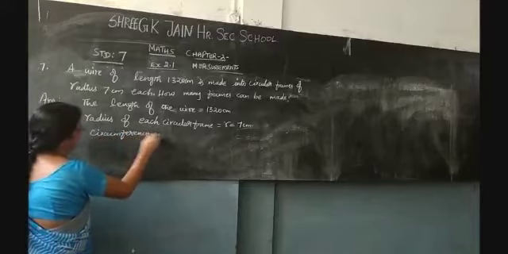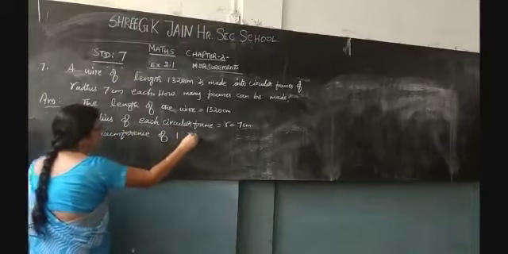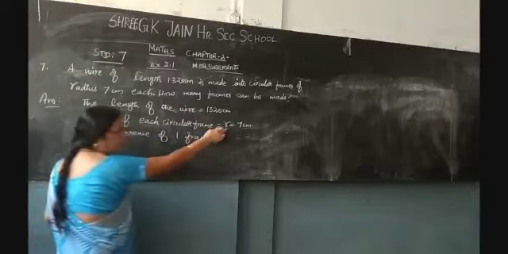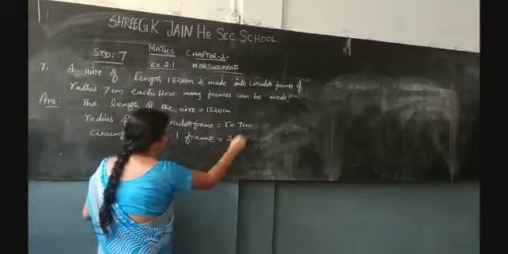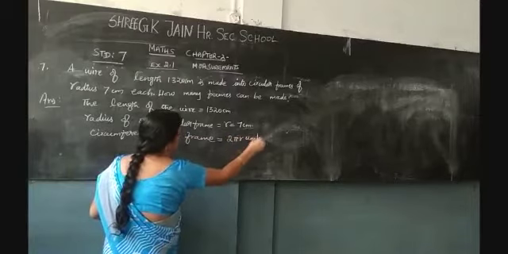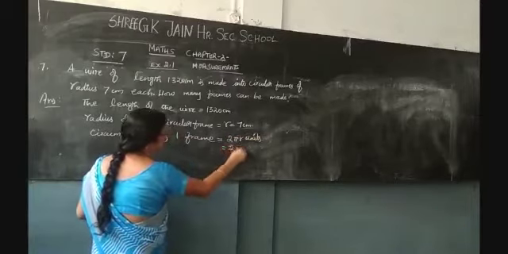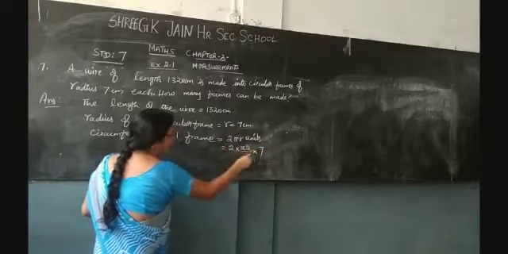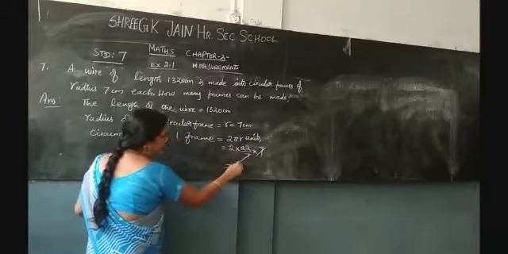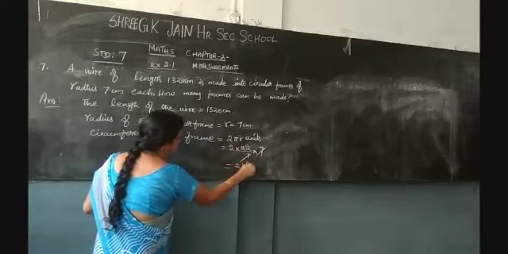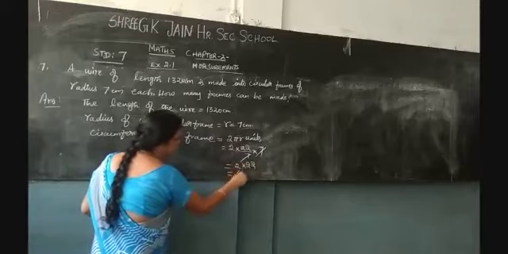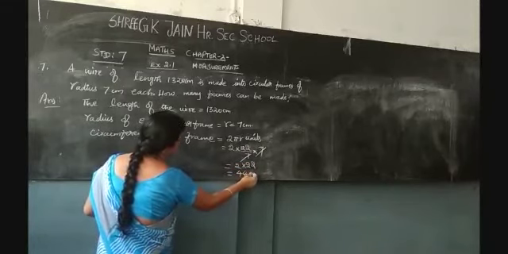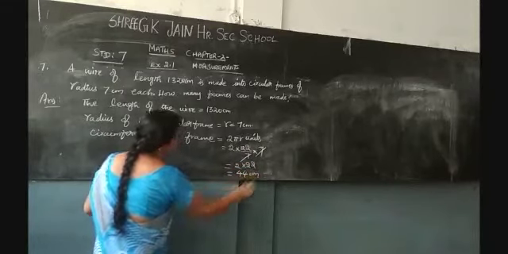Circumference of one frame is equal to, what is given? R is given, so 2 pi r units. 2 pi r units is nothing but 2 into 22 by 7 into 7. So 7 will get cancelled. You will get 2 into 22, which is nothing but 2 22s are 44. You will get 44 centimeter.